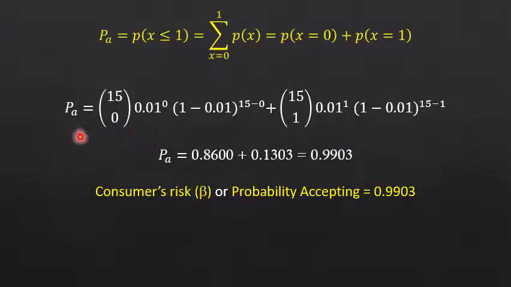So we get the first term equal to 0.8600, and the second term, when x is equal to 1, is equal to 0.1303. So the total PA is equal to 0.9903. So now the consumer risk beta, or the probability of accepting, is equal to 0.9903. This is our answer.